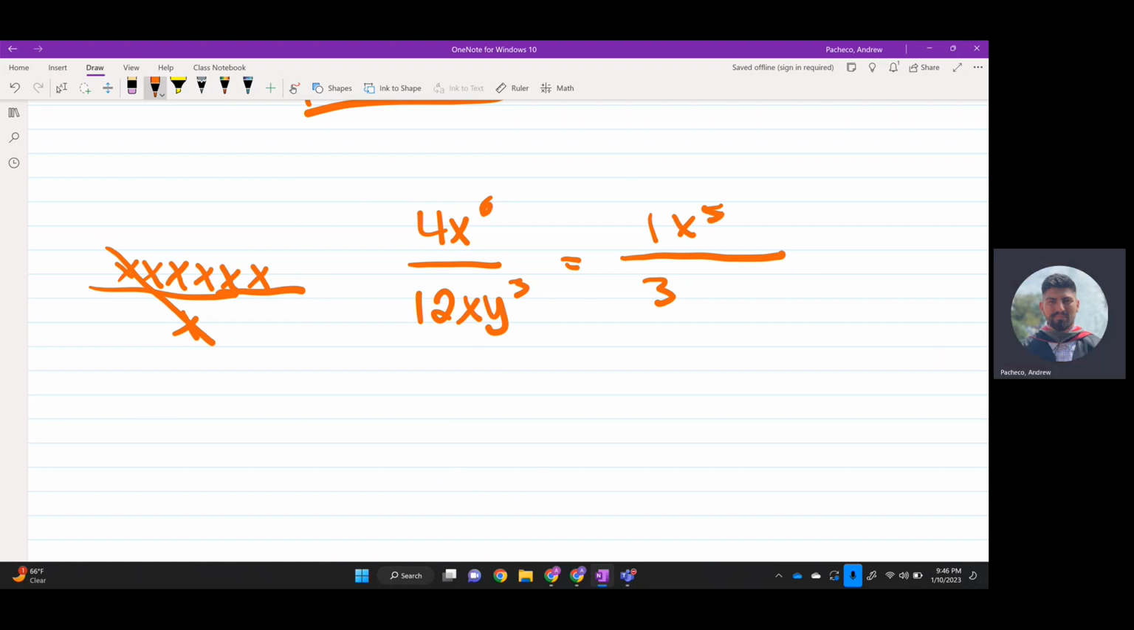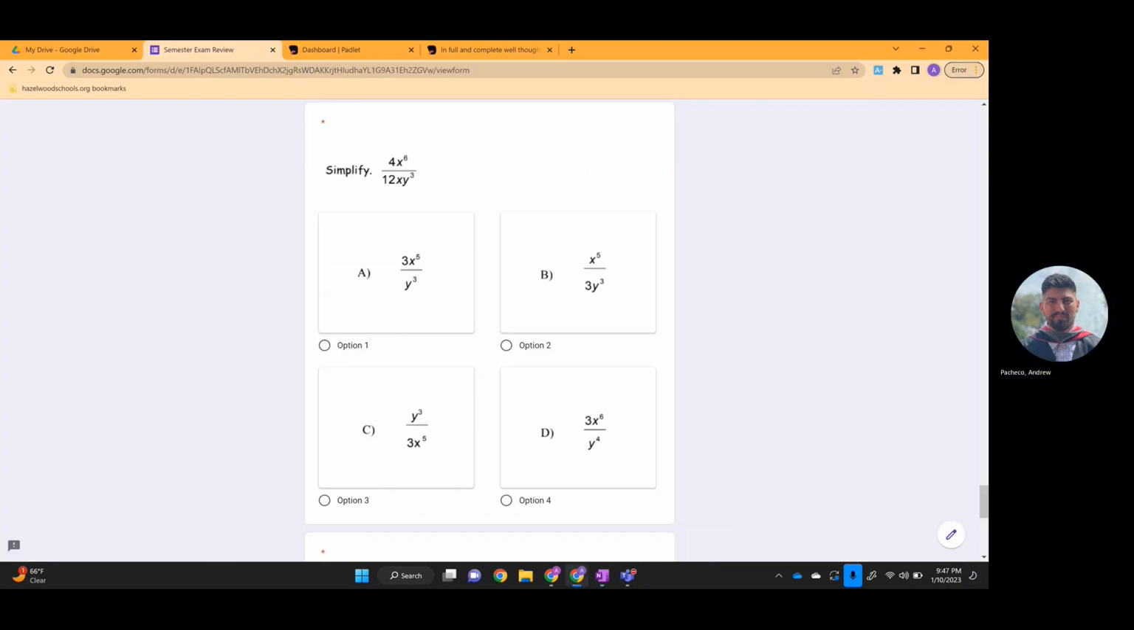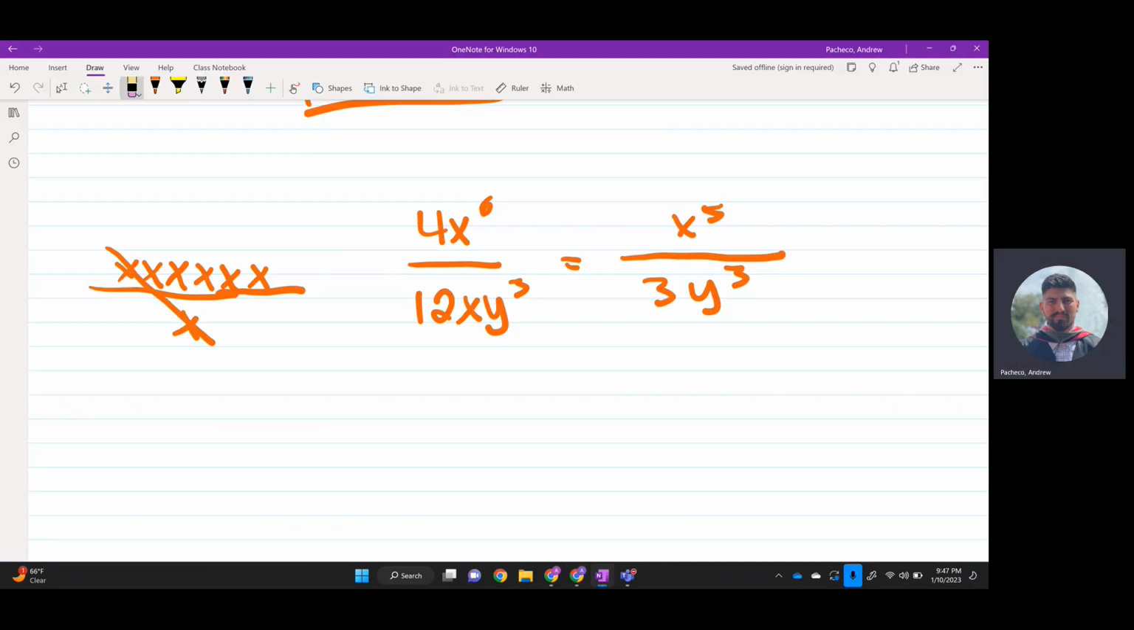There are no y's to cancel, so the y's are just going to stay the same, 3y cubed. Because we have that x to the 5th, we really don't need that 1 in front of it. We know there's an understood 1, so it's x to the 5th divided by 3y to the 3rd power.